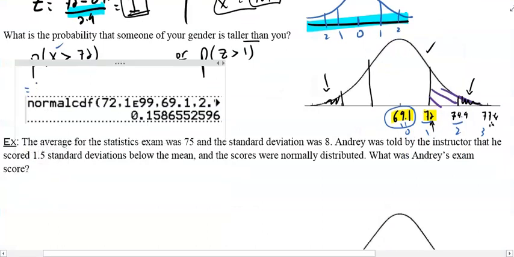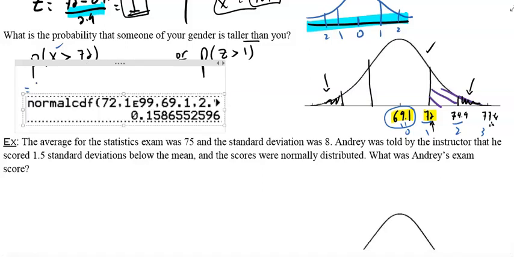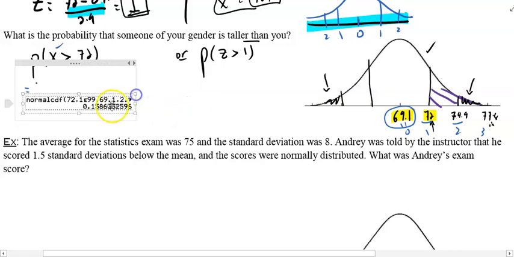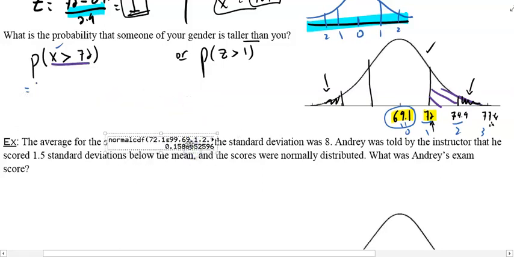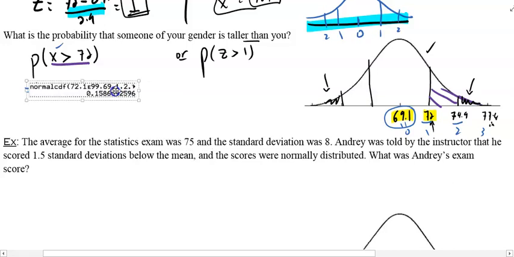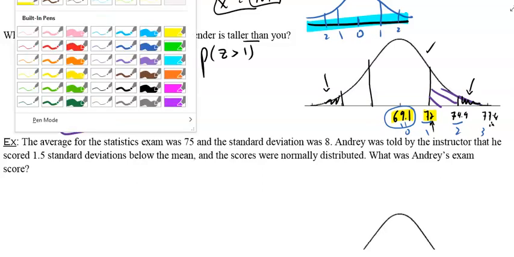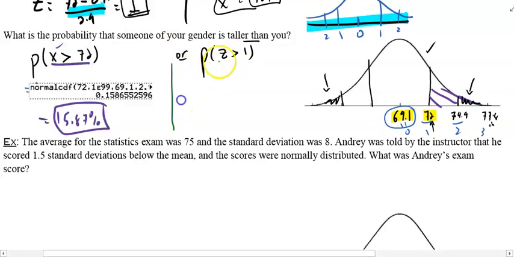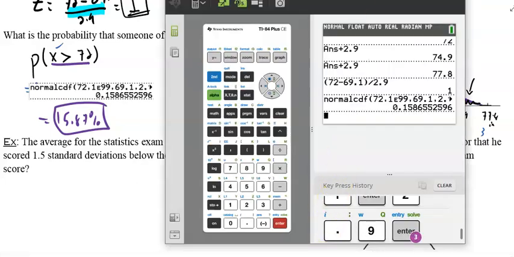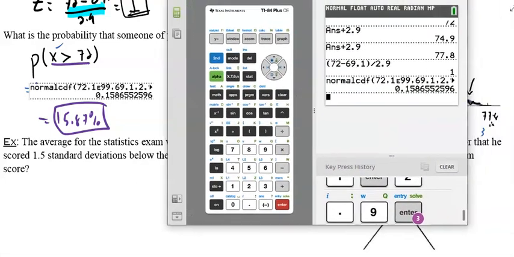So here, we figured that the probability of finding somebody that's taller than me, in this case, is 15.87%. Now, I could do probability that z is greater than 1. What's the difference? The difference is, this is a standard normal. Z is greater than 1.